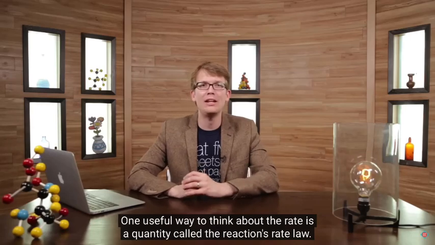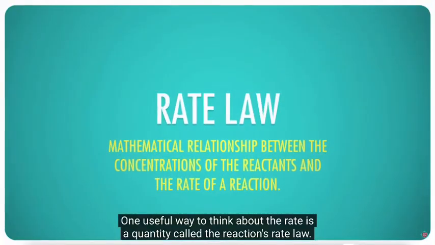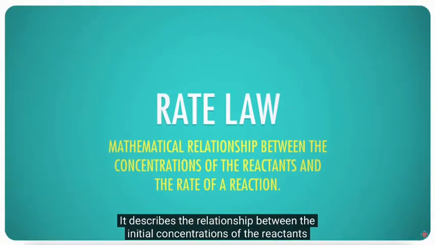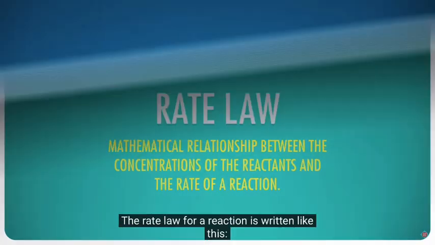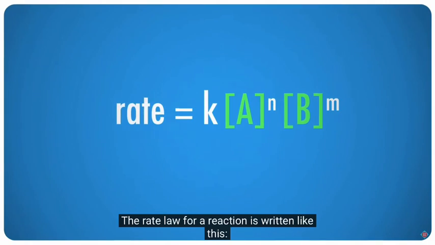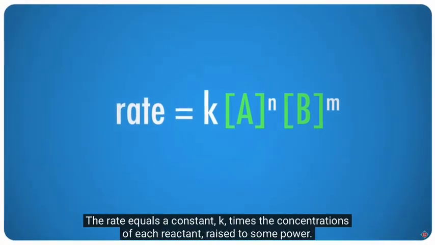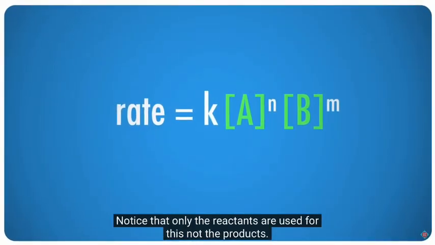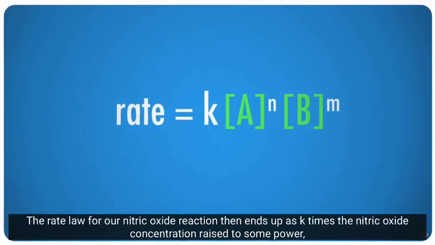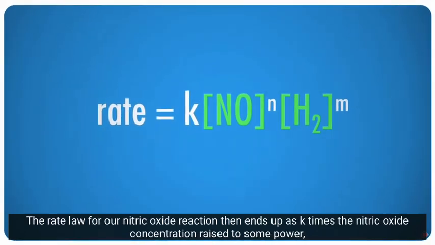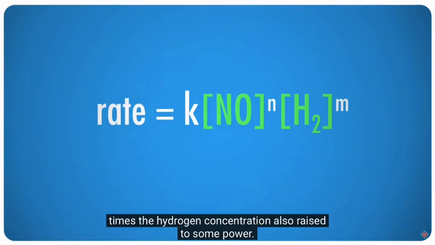One useful way to think about the rate is a quantity called the reaction's rate law. It describes the relationship between the initial concentrations of the reactants and the rate at which they react. The rate law for a reaction is written like this. The rate equals a constant K times the concentrations of each reactant raised to some power. Notice that only the reactants are used for this, not the products. The rate law for a nitric oxide reaction then ends up as K times the nitric oxide concentration raised to some power times the hydrogen concentration also raised to some power.